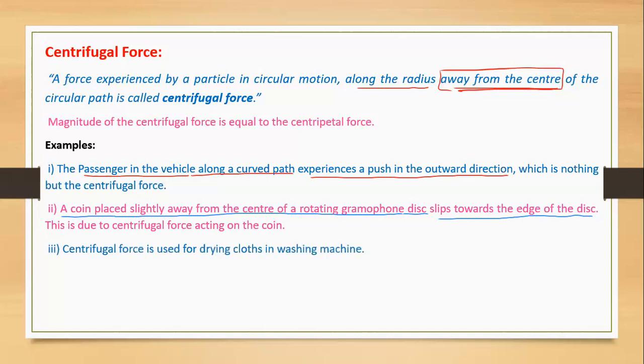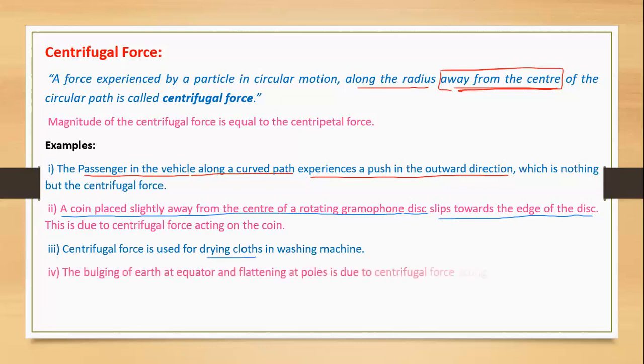Now another example. Dryer in washing machine uses centrifugal force. So drying cloth in a washing machine is also based on centrifugal force. Now how does the dryer use centrifugal force? Generally you know that inside the washing machine clothes are revolved with very high speed and water drops are thrown away. And because of that we can say that clothes are drying. So dryer works on the centrifugal force.